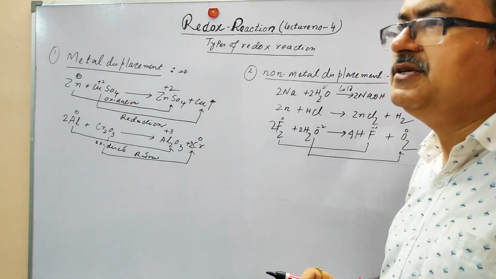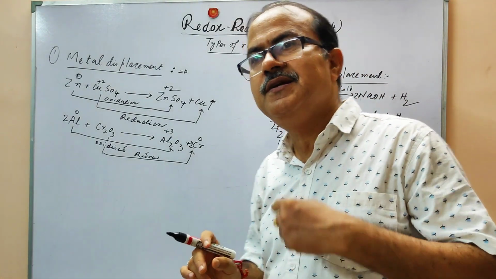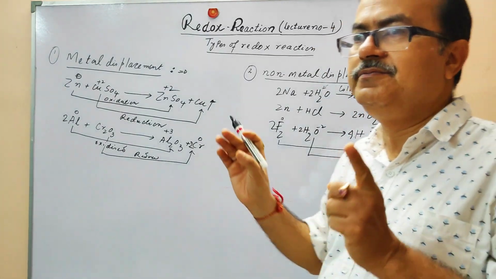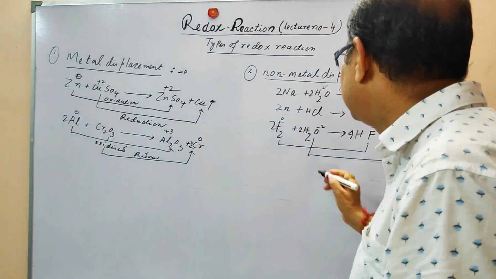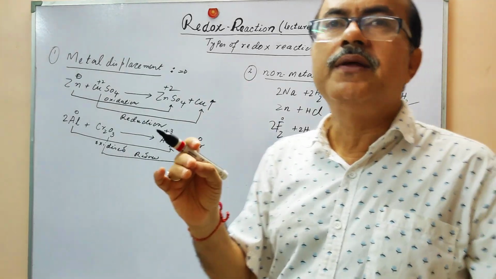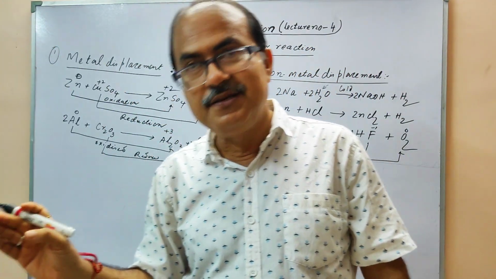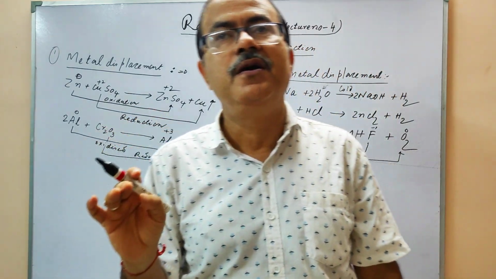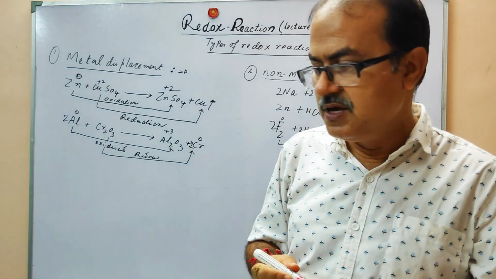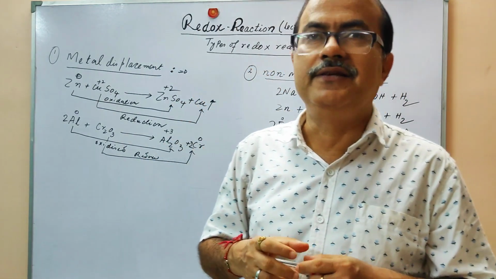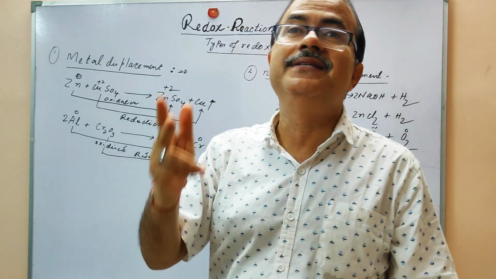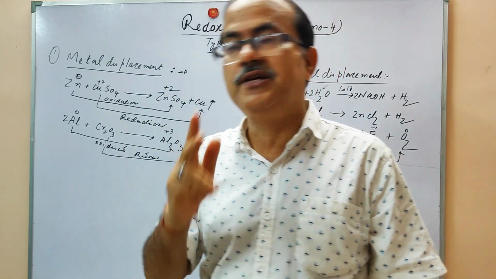In the same way, you can see chlorine will displace bromine from its compound, that you can also observe. And in a similar way bromine can displace iodine from its compound. So these are all the non-metal displacement reactions. So we have understood 3 types of reaction. Then we are going to understand another very important type of reaction, that is the disproportionation reaction.